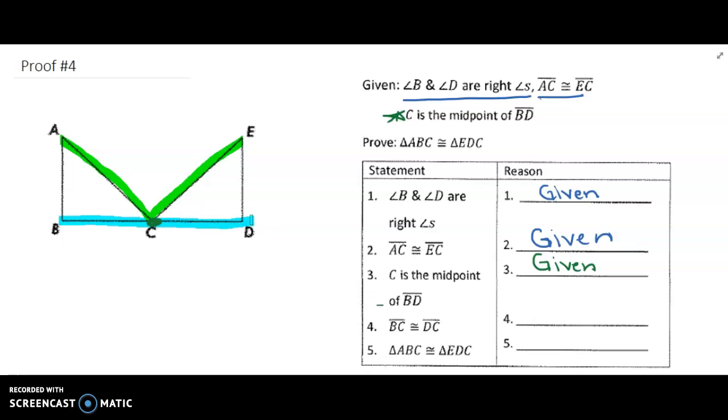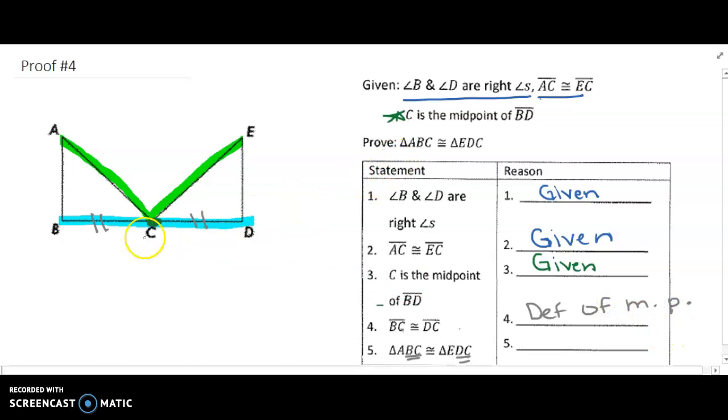So you have to ask yourself, what does it mean to be the midpoint? What does a midpoint do? Well, guys, a midpoint cuts this into 2 smaller pieces. So that means BC has to be congruent to DC, and once again, it has to go in that order. BC is here, DC is here, so it can't be BC is congruent to CD. You'd be flipping it. So that would be by definition of midpoint.